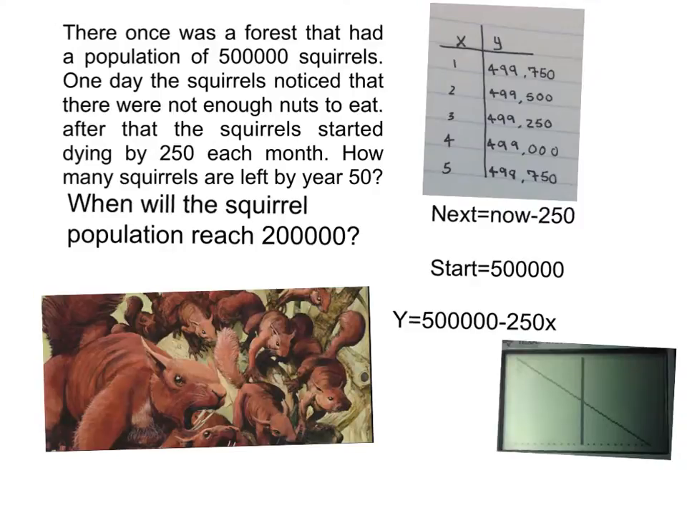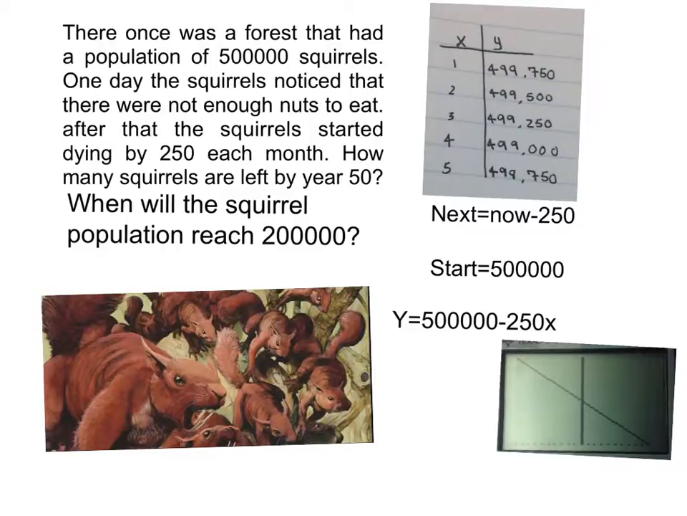There once was a forest that had a population of 500,000 squirrels. One day, the squirrels noticed that there was not enough nuts to eat. After that, the squirrels started dying by 250 each month. How many squirrels are left by the year 50? To do this, we do 500,000 minus 250x, and x stands for the amount of months.